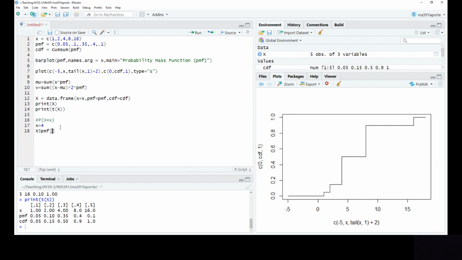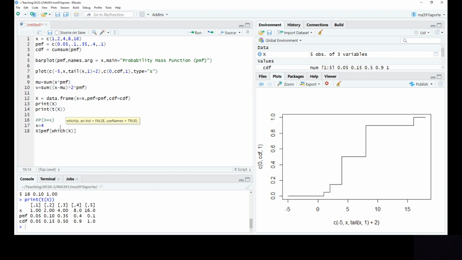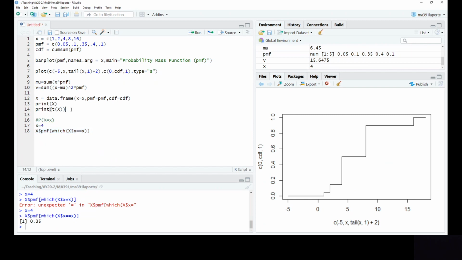and then bracket, and then there's this function called which that will look things up. Which X is equal to. This says which one of these things is equal to whatever we set this guy equal to. Didn't like that at all. Oh, it's 2 equals, so it's a double equal sign there. We get 0.35, which is what we expected for 4.